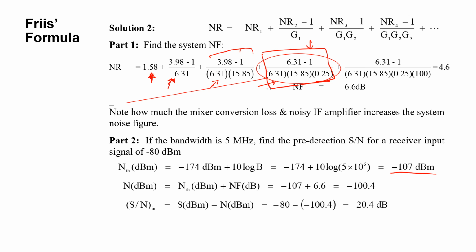So here we have the overall noise at the output, that is N thermal plus noise figure. We have already calculated N thermal, and we now know what noise figure is. So actually the output noise is -100.4 dBm. So the signal to noise ratio will be -80 minus -100.4, which is 20.4. So S over N will be 20.4, which is pretty good.